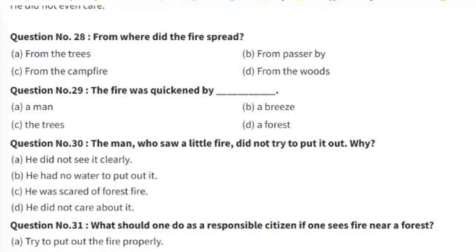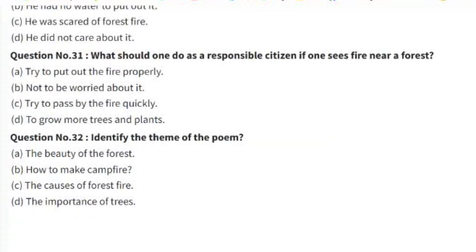Question number 30, the man who saw a little fire did not try to put it out. Why? D, he did not care about it. Question number 31, what should one do as a responsible citizen if one sees fire near a forest? A, try to put out the fire properly. Question number 32, identify the theme of the poem. The right answer is C, the causes of forest fire.